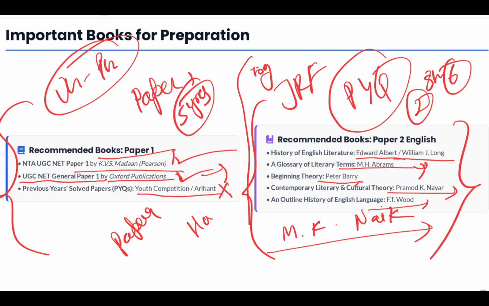So this is all about my journey. I have discussed with you the UGC NET exam pattern, syllabus, important books, and how I qualified this examination.